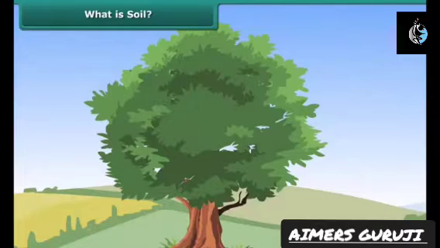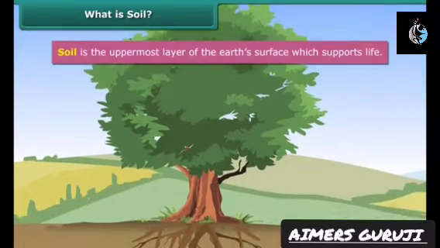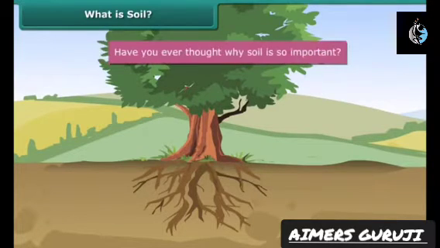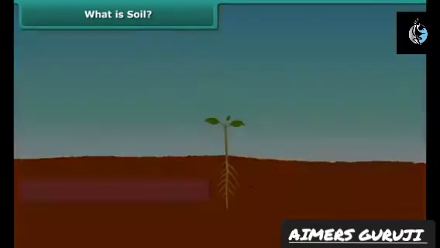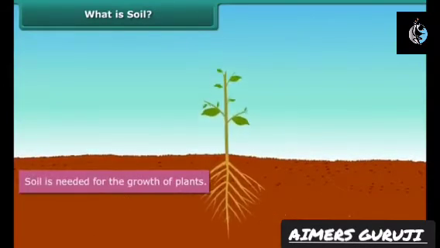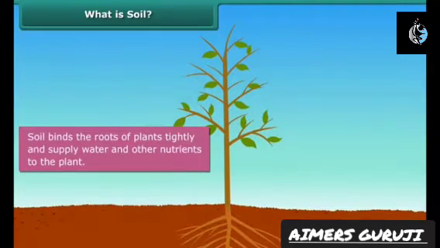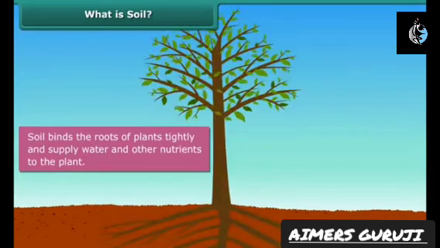What is soil? Soil is the uppermost layer of the earth's surface which supports life, and it is found everywhere. But have you ever thought why soil is so important? Well, soil is needed for the growth of plants. It binds the roots of plants tightly and supplies water and other nutrients to the plant.